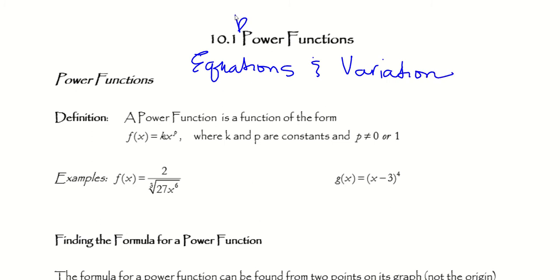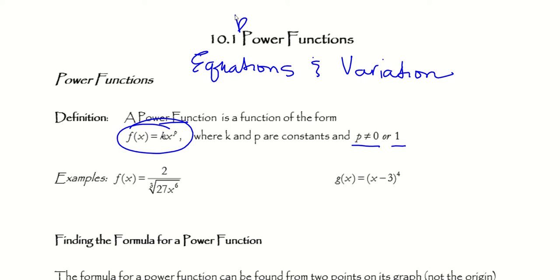So let's go back to our definition. A power function is a function that can take the form of y equals k times x to the p, where k and p are constants so long as p is not 0. That would make our function a constant function, or 1, which would make our function a linear function. So here are some examples.